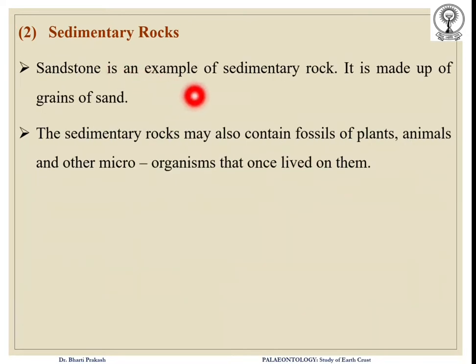Sandstone is an example of sedimentary rock. It is made up of grains of sand. The sedimentary rocks may also contain fossils of plants, animals, and other microorganisms that had once lived on them.